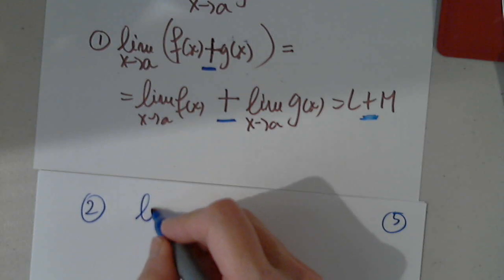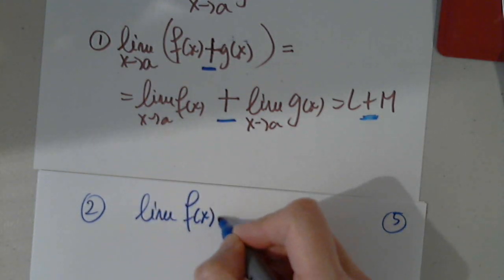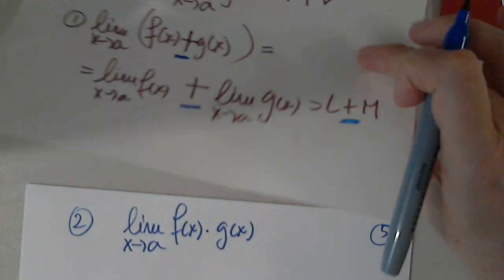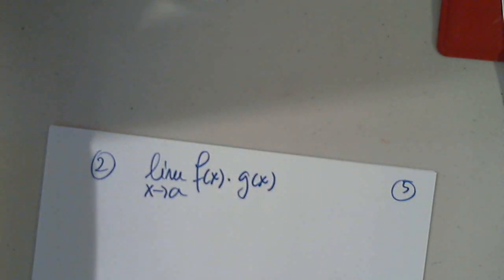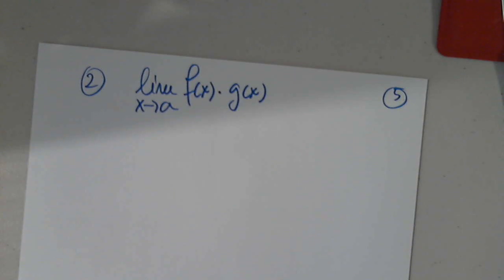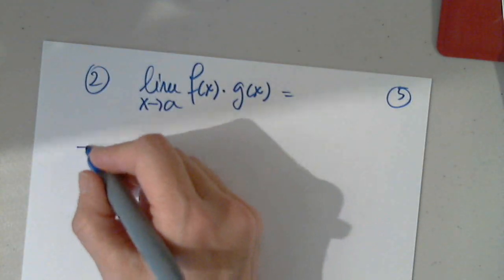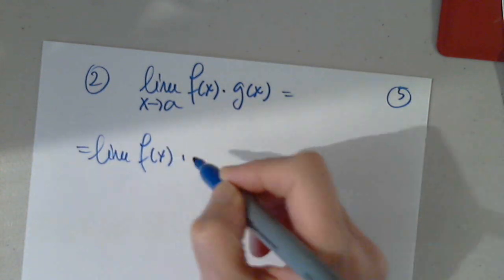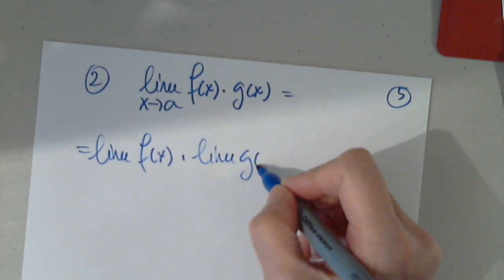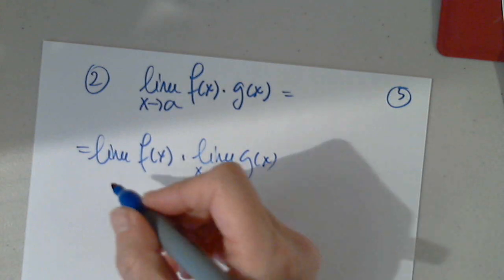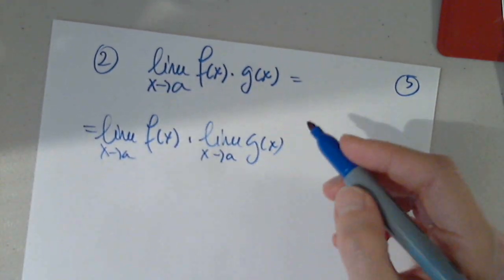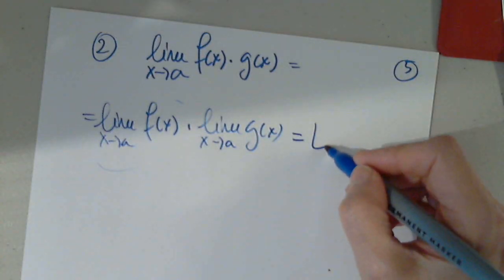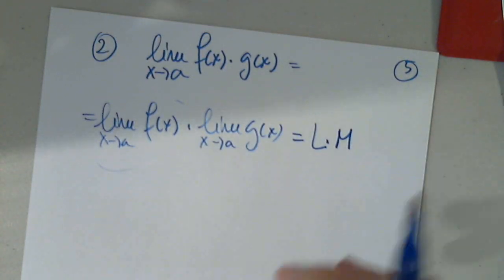So number 2, limit of f of x multiplied by g of x as x approaches a from either side. I can break this one up as well, as long as the limit of f of x and the limit of g of x exist. If they don't exist, I cannot apply this rule. So if they do exist, and I know that this is L and I know that this is M, this will be L times M.